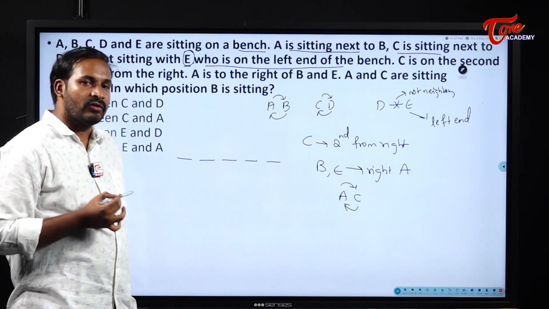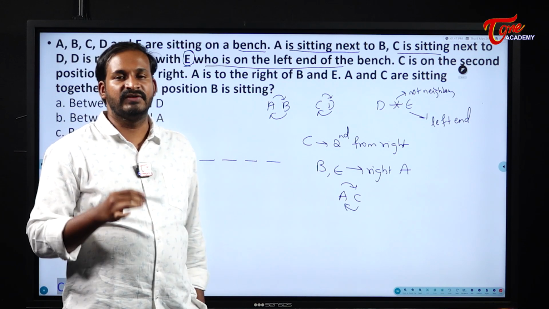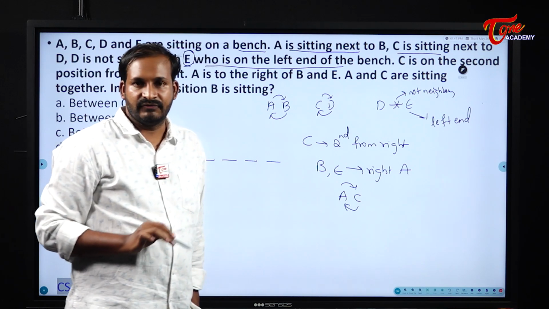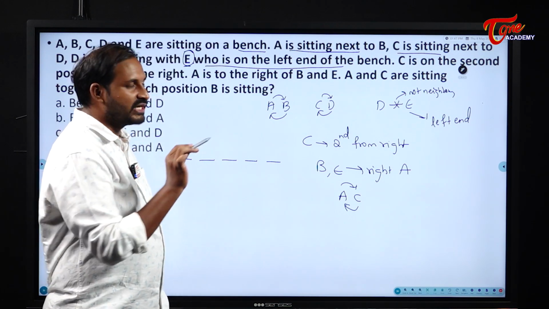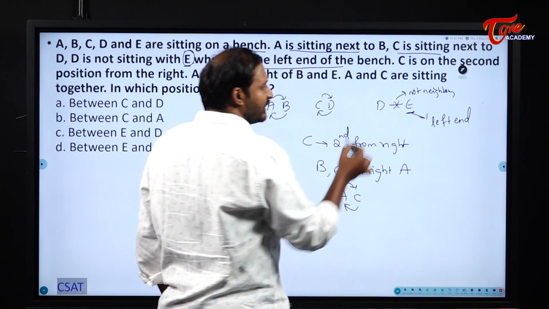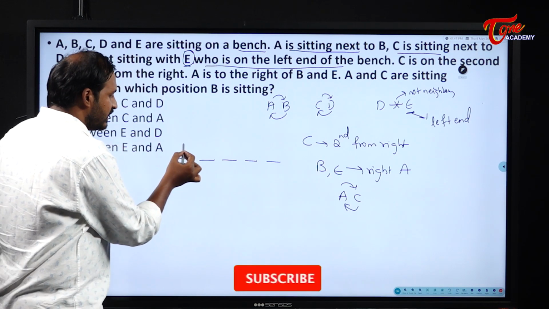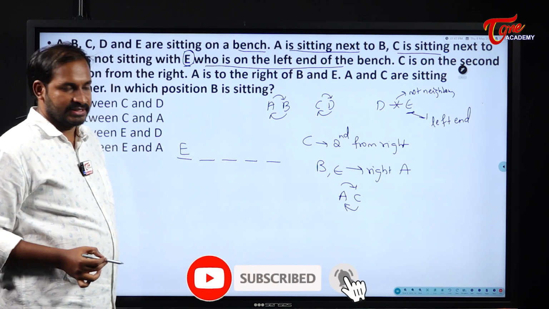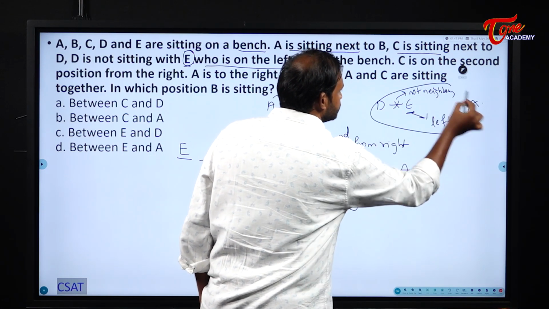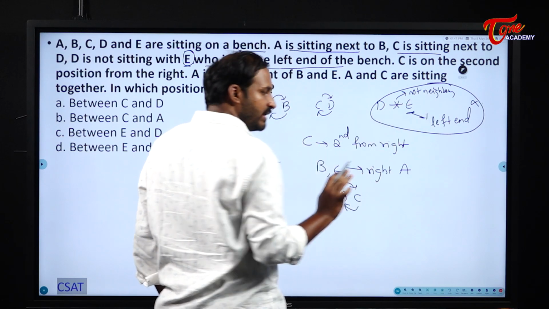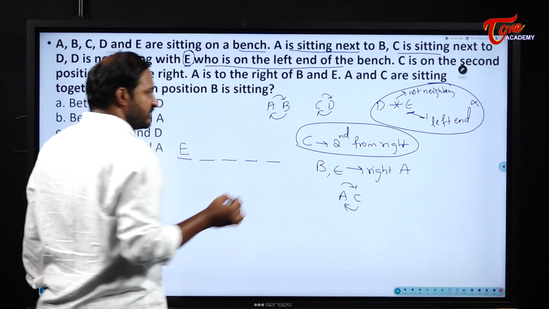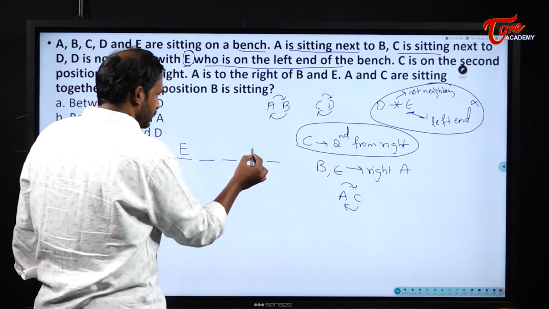While solving problems, see from which position or person we should start, whether there is any fixed point in the data or not. If there is any fixed point, start from that point only. Now see, it is very clear: E is at the left end of the row, so E will be placed here. This logic is finished. If you want, you can circle it or cross it, but remember that D and E should not be neighbors. Next, C is second from right. This position is also fixed, right? So I will place C here.